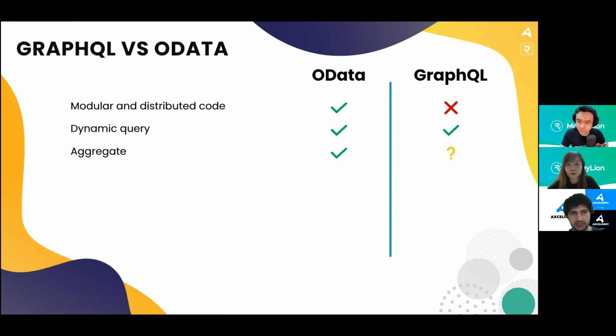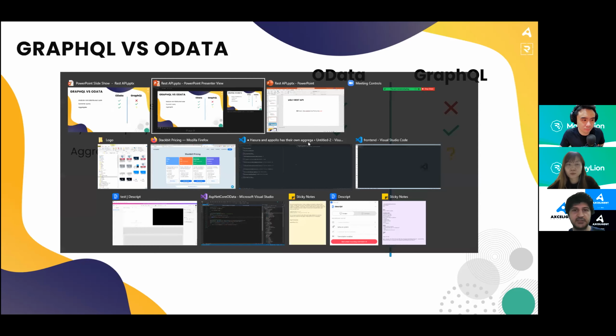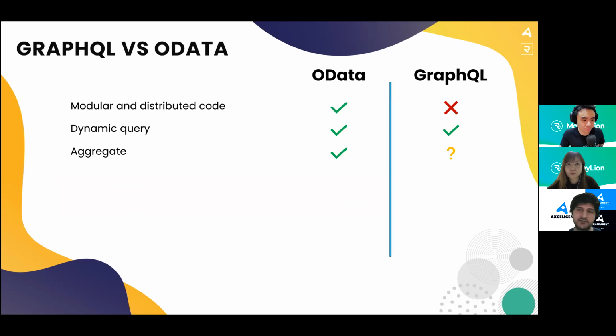Then you have the aggregation. Aggregation is available in OData, but is not available in GraphQL. There are different implementations of aggregation. For example, Hasura has its own implementation, and Apollo has its own implementation. They are not a standard. Each of them has their own variation and their own implementation. So still it is not there.